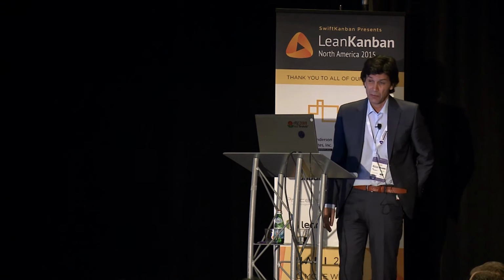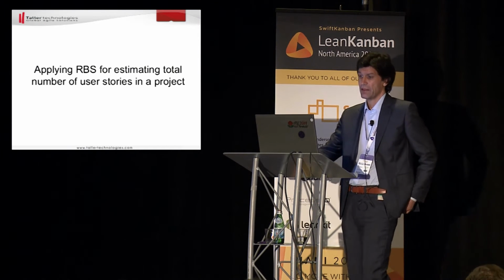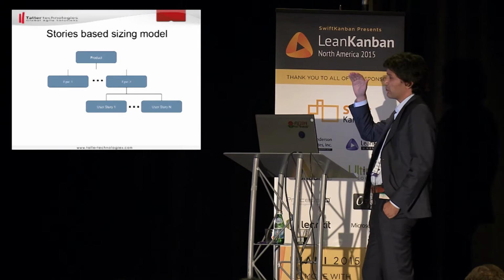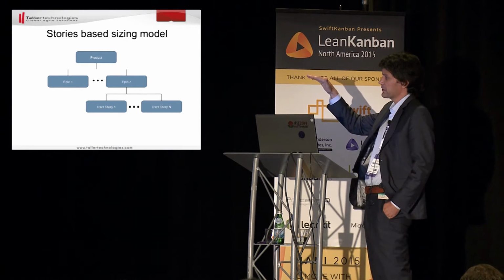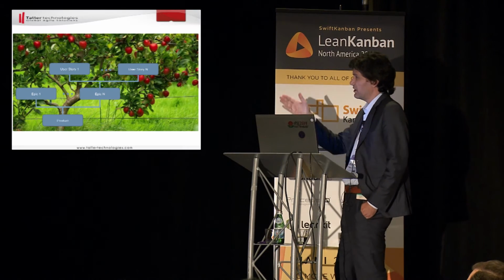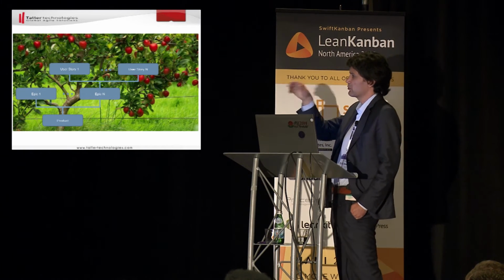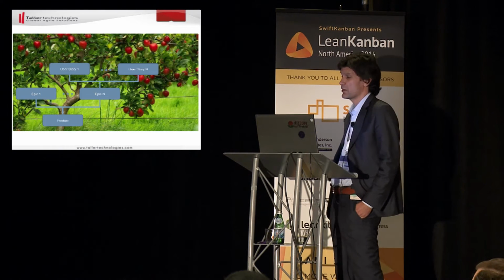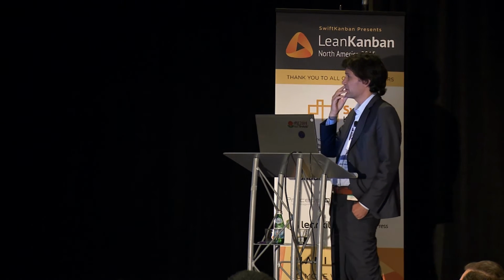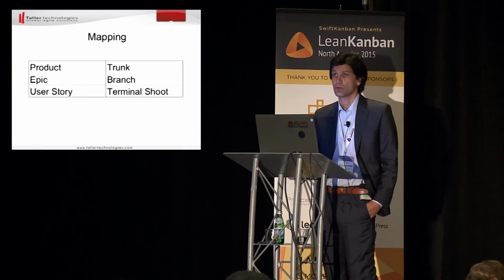So here is an example of how this is actually done. Here we will apply it for estimating the total number of user stories in a project. Again, the idea: we have a branching structure, which is product, epics, user stories. That's our structure. And it's an analogy. We map the product to the trunk and the epics to the branches. The user stories are the shoots where the fruits are. That's the mapping, and again, something like documentation for you. So product is the trunk, epic is the branch, user story is the terminal shoot.